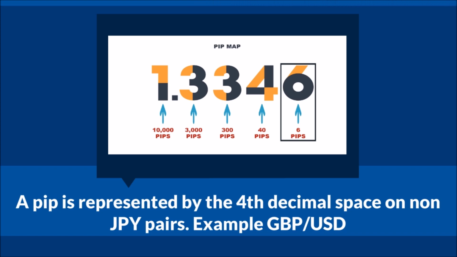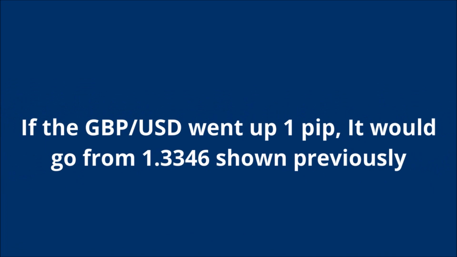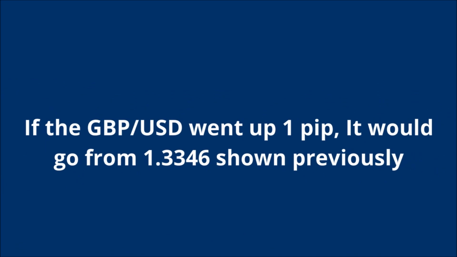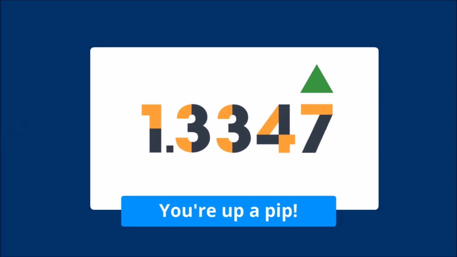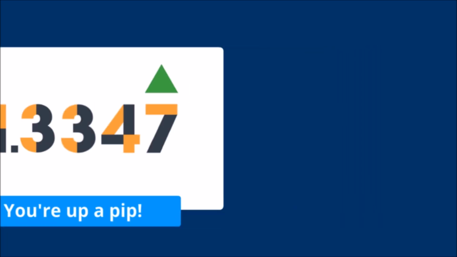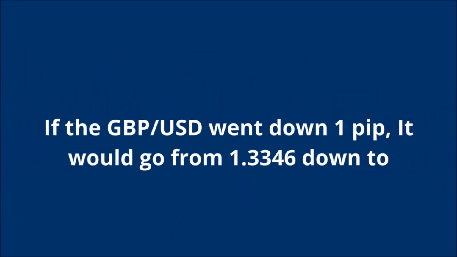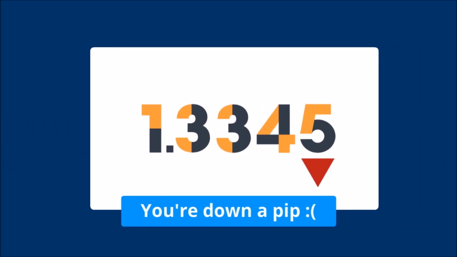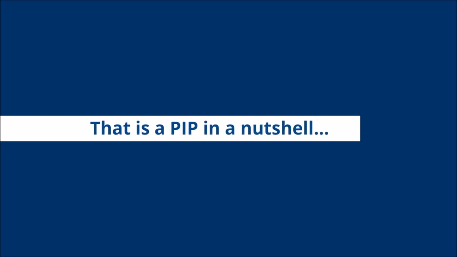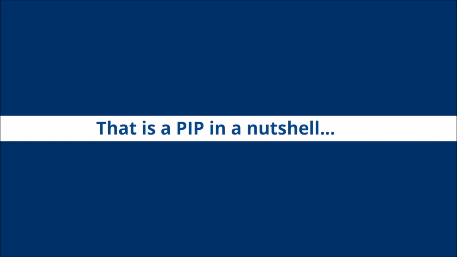Examples, the pound versus the USD. If the pound USD went up 1 pip, it would go from 133.46 shown previously to 133.47. Boom, you're up a pip. If the pound USD went down 1 pip, it would go from 133.46 down to 133.45. Oh man, you're down a pip. Well, that is a pip in a nutshell. Didn't want to make this too long, so this is a short definition.